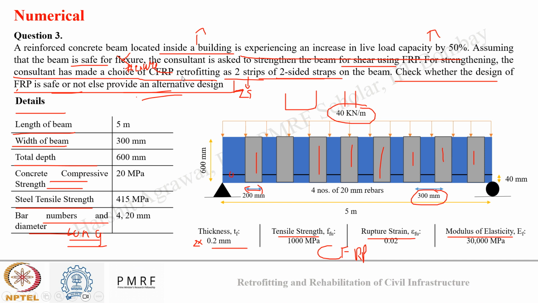CFRP is the material that we need to use. Initially, the consultant has chosen two-sided strips, two strips on each side. We need to check whether the FRP is safe or not, and if it is not safe, then we need to provide an alternate design. And these are the properties, and this was the initial beam design.